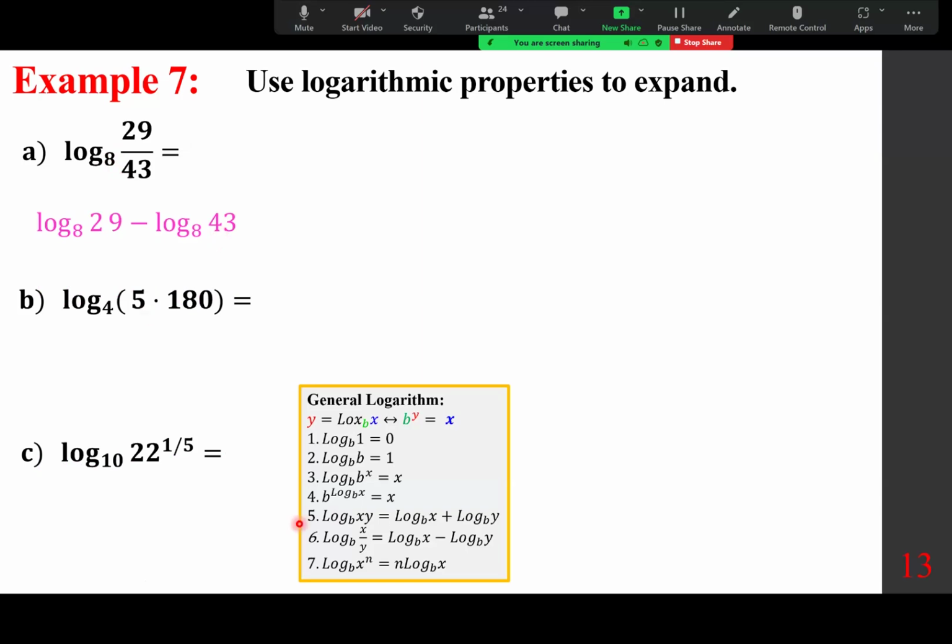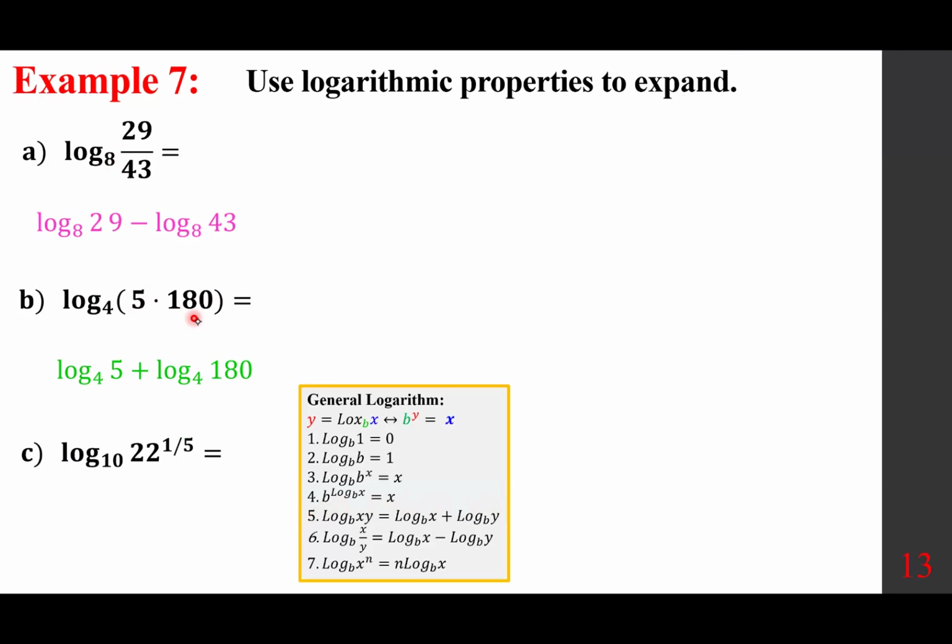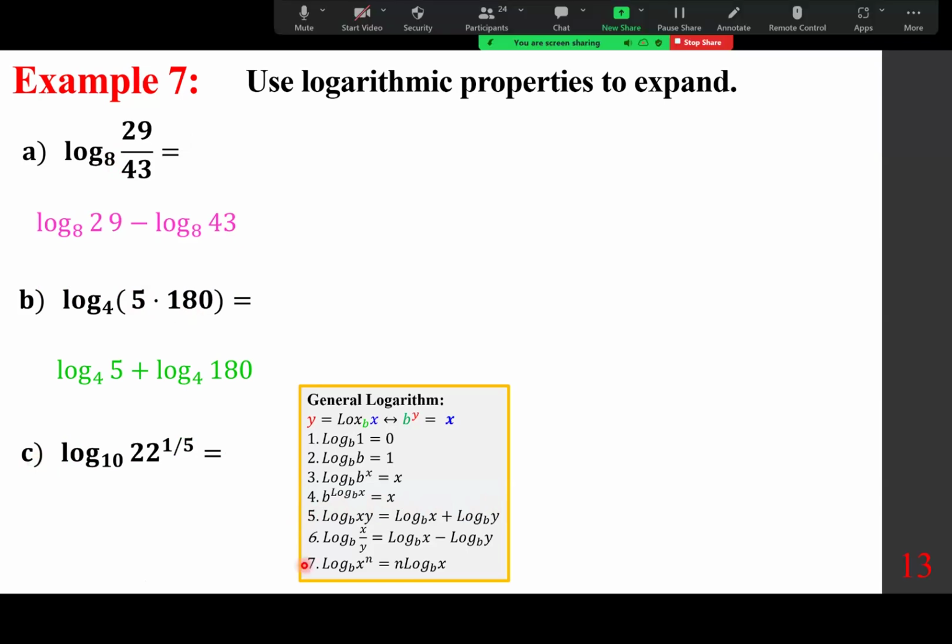What happens here, we are going to use the product rule. Product rule, number 5. So log 5 base 4 plus log 180 base 4. Part C, we are going to use number 7, the power rule. The exponent becomes the coefficient, so 1/5 sits in front. 1/5 log base 10 of 22.